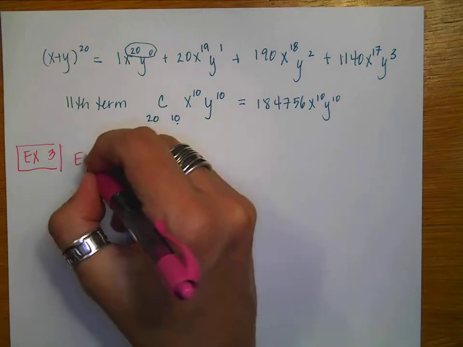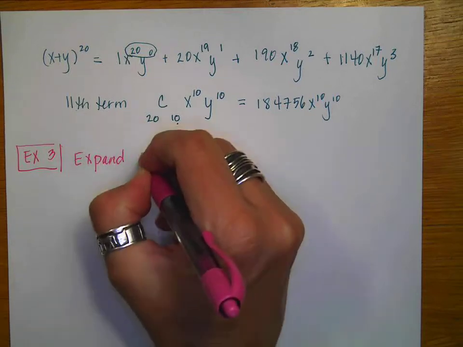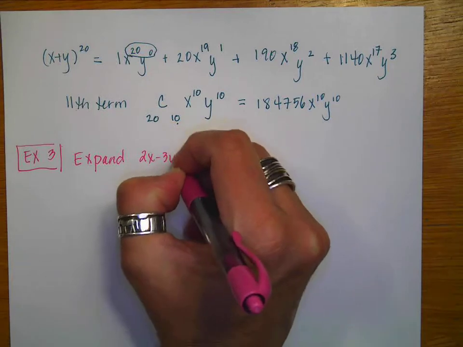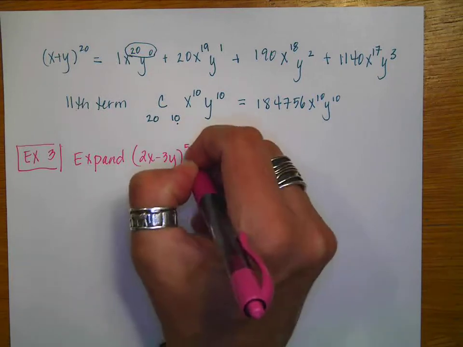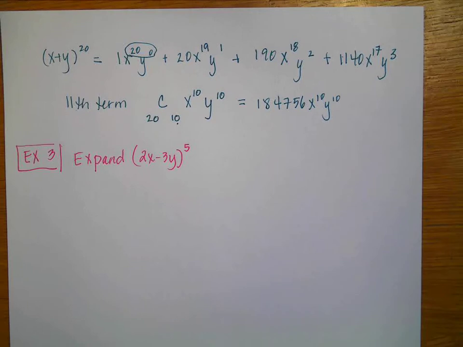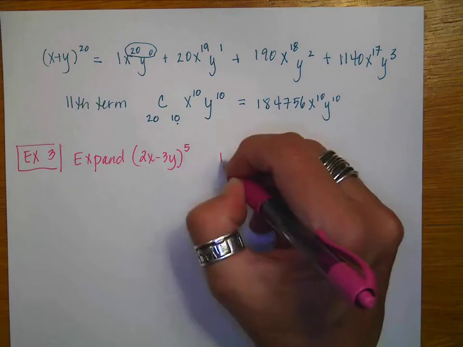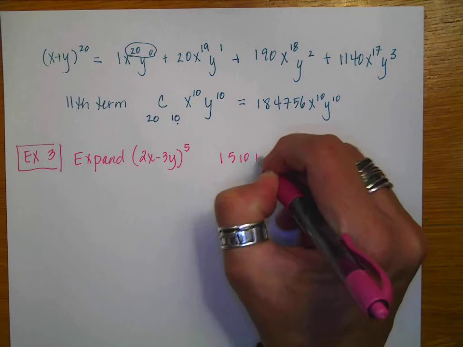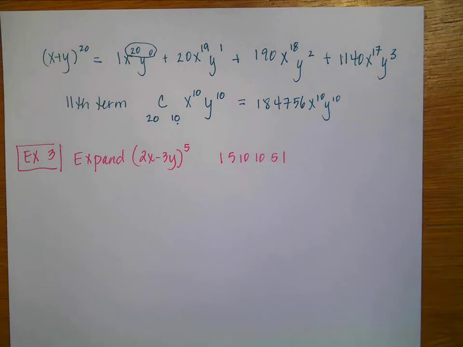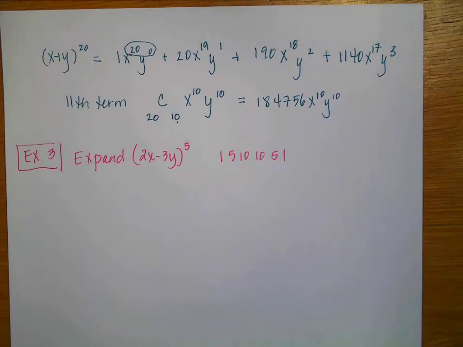So this is going to be example number 3. Okay? And this time, I'm going to have 2x minus 3y to the 5th. Okay, so notice that now I have numbers that are going to be raised to a power as well as variables. For the 5th row, it's 1, 5, 10, 10, 5, 1. Okay, so then we're going to start doing our math.